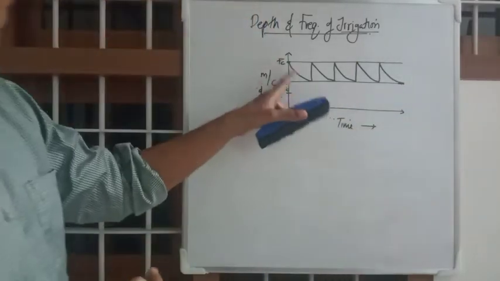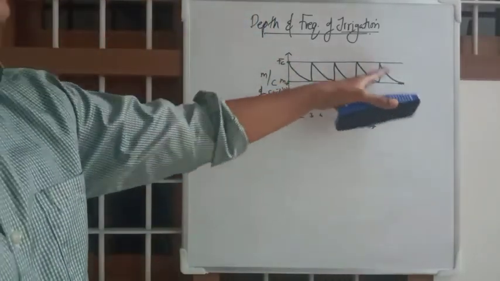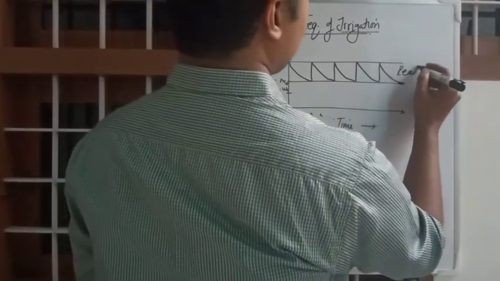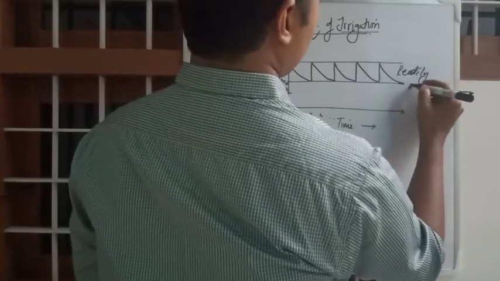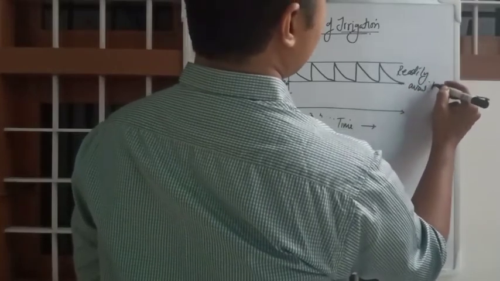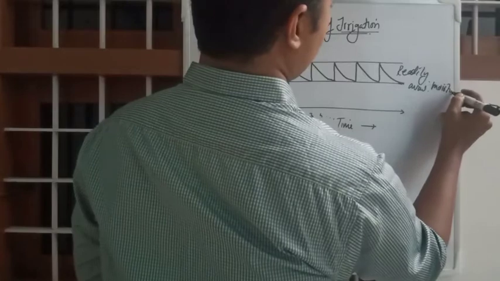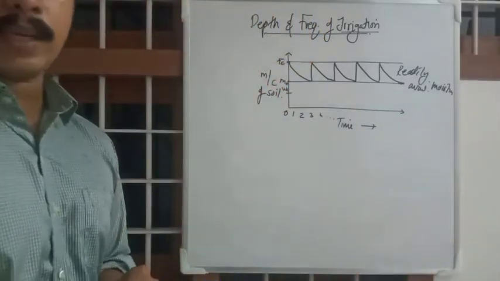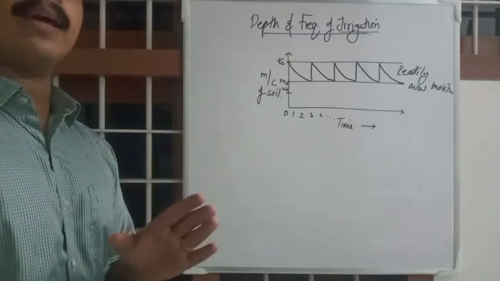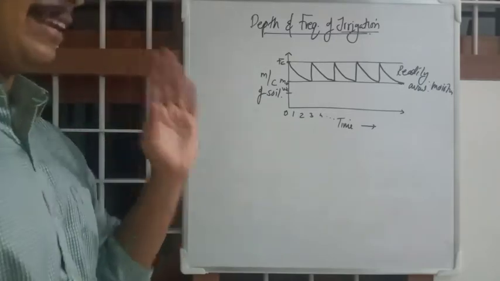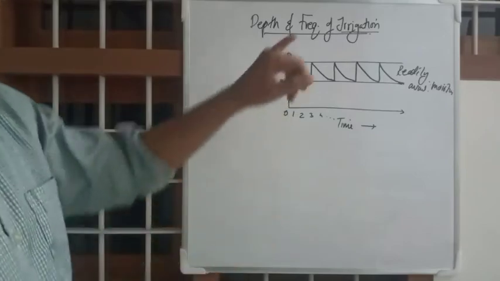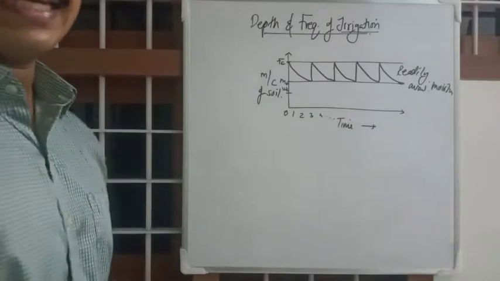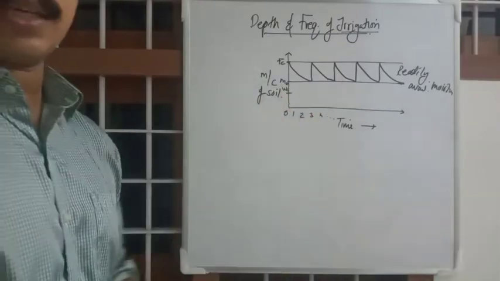Okay, so this is the pattern of irrigation in a field. We will be keeping it in readily available moisture inside M0 and FC. Now we are going to find an equation to find out the frequency of irrigation. How frequently should you irrigate, or pour water into the field?